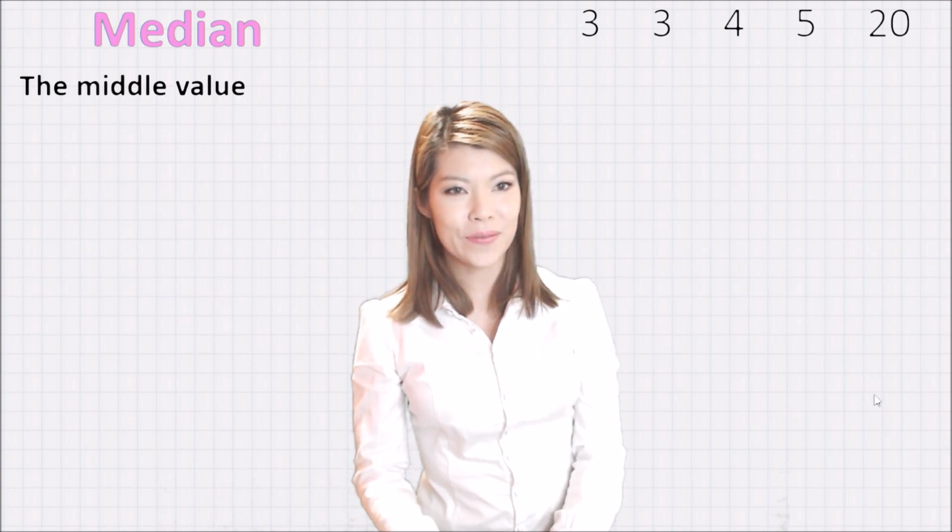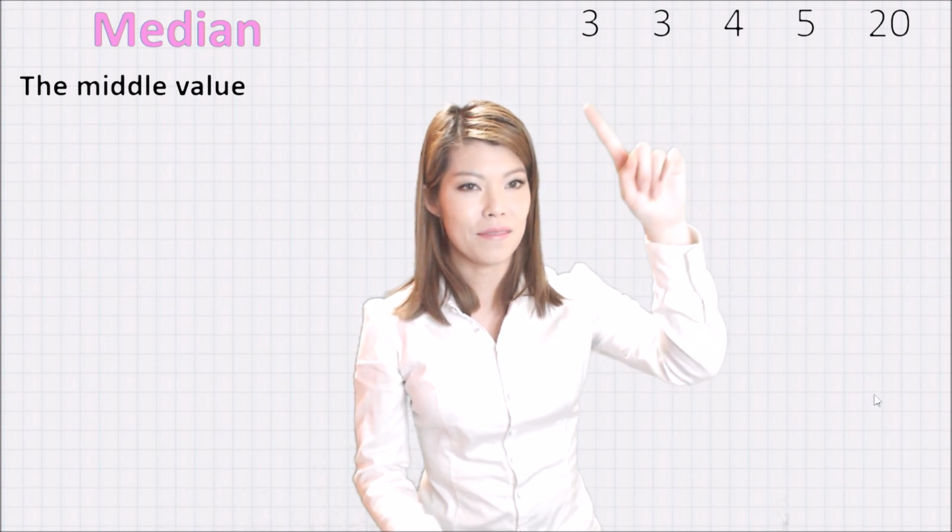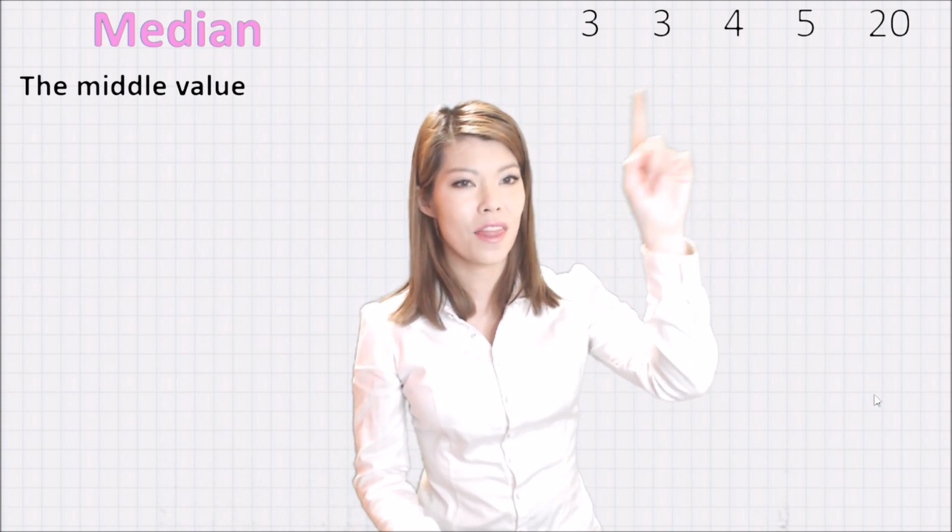Let's have a look at another word that we need to revise, which is the median. The median, remember the D, is going to help us remember that it's the middle value. So here we have 5 values. The middle value is obviously 4. Now there's 5 values. How do we know that it's the third value?